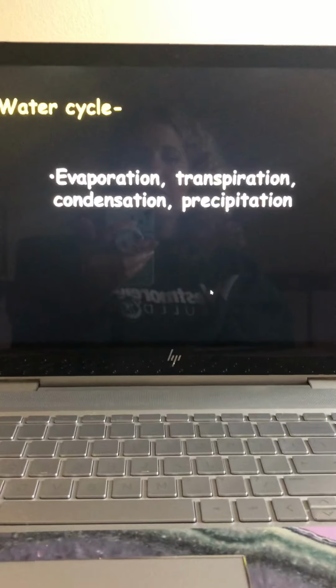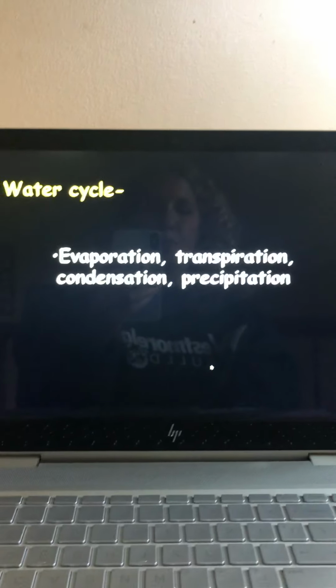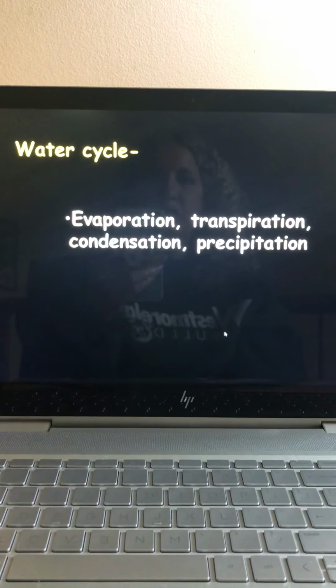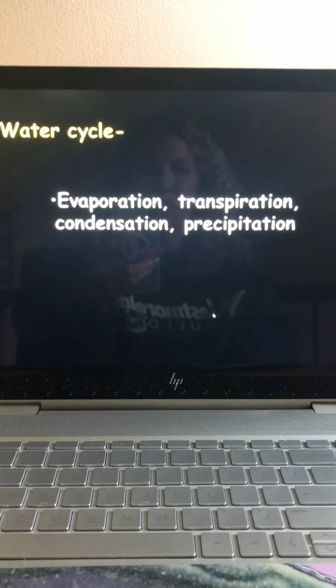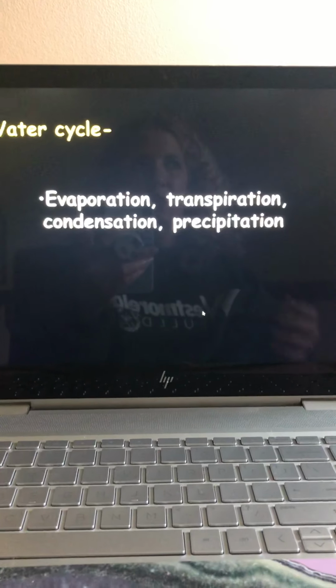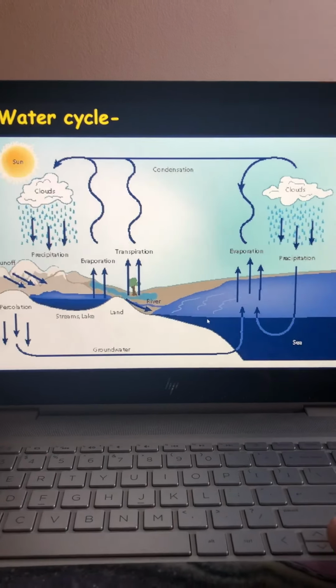So if we look at the water cycle, you've learned about that a long time ago. You're going to deal with evaporation, and where it goes up and cools and condenses, falls back down as precipitation, and transpiration, which is it coming off of the leaves of the plants. This is a picture of the water cycle.